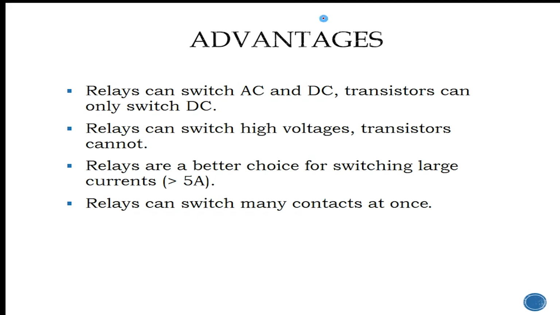Next, we'll see the advantages of relay. Relays can switch AC to DC, but transistor can only switch between the DC. Relays you can use for the switch between AC circuit to DC circuit. Relays can switch high voltages, but transistor cannot switch high voltages.